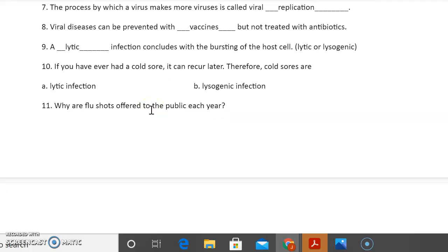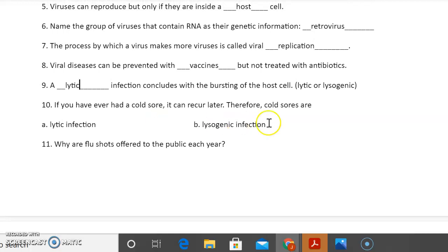If you've ever had a cold sore, it can recur, and therefore cold sores are lysogenic infections. You stay infected for a long time, it stays inside your body. So that's lysogenic, stays there for a long time, lysogenic infection.